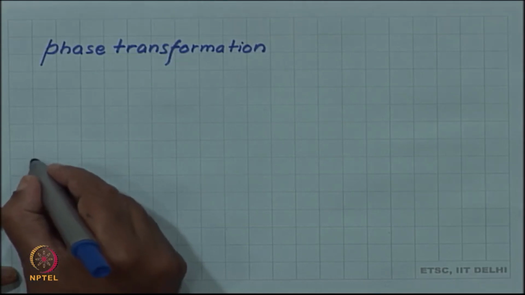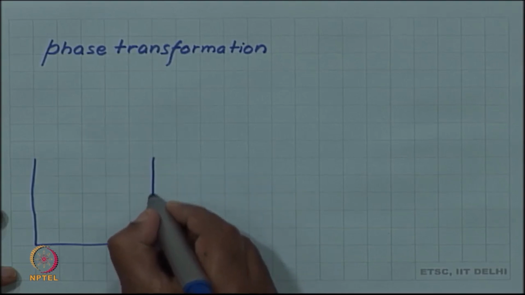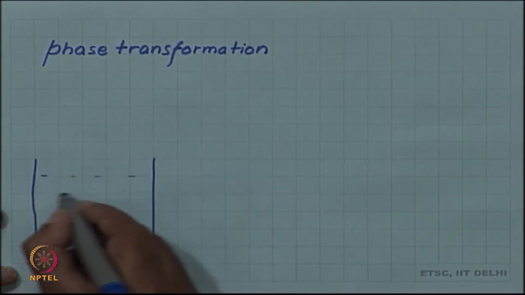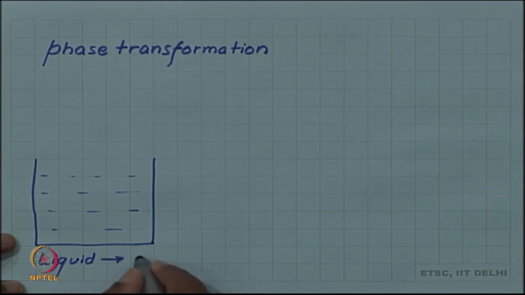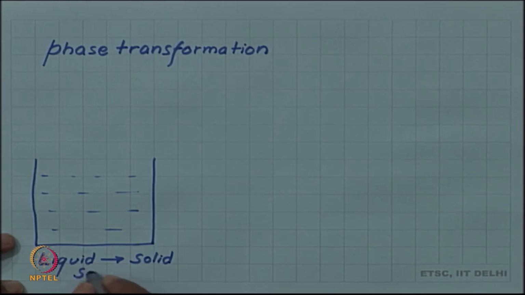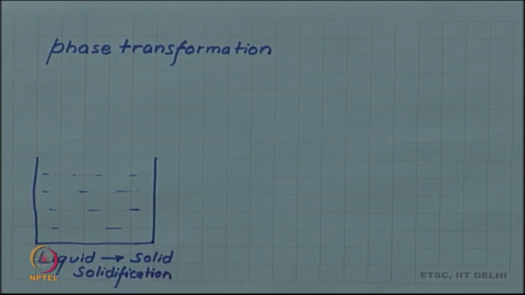Let us say we have liquid, and this liquid is going to solidify. So, if we are taking the example of liquid to solid phase transformation, which we call solidification. So, let us take this transformation as an example, because this is a familiar transformation.